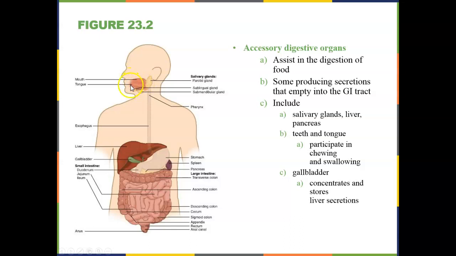Our teeth and our tongue and our salivary glands are all accessory organs that are found in the mouth, and they're very important. If we move down, we have in the abdominal cavity, we have the liver, the gallbladder, that are both very important in digestion, and then we have the pancreas right here, which you don't see a lot of, but you see a small portion right there, which sits right under the stomach.